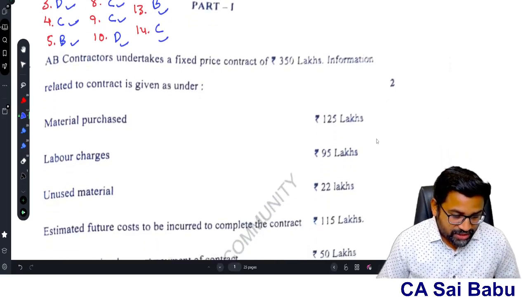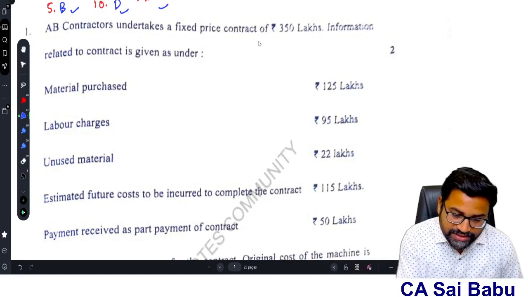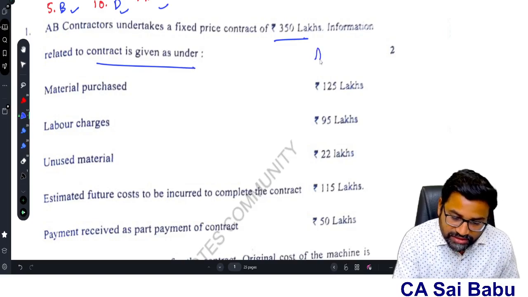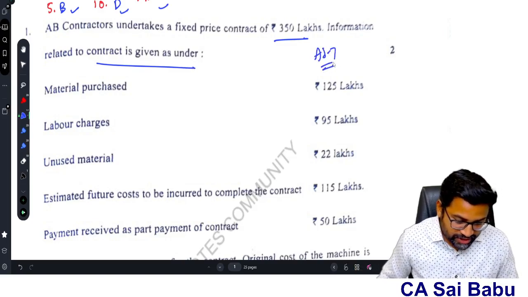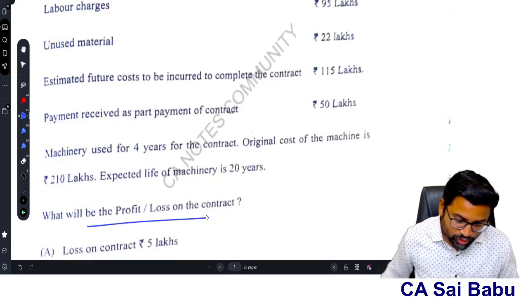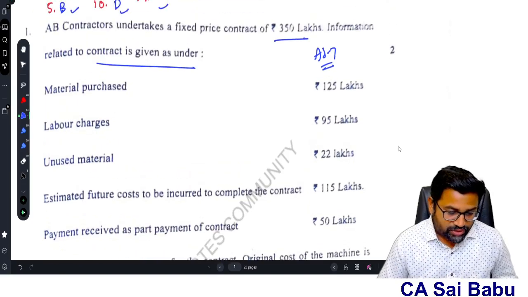First MCQ. AB contractors undertake a fixed price contract of 350 lakhs. Information relating to the contract is given. This question relates to AS 7, and they are asking what will be the profit or loss on the contract overall. So this is a fixed price contract.